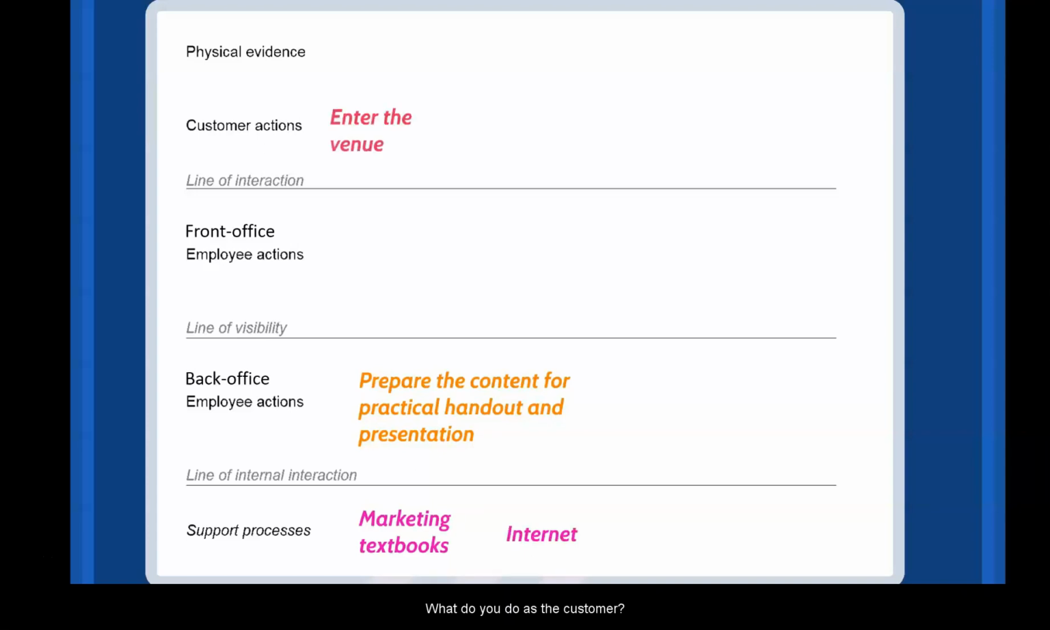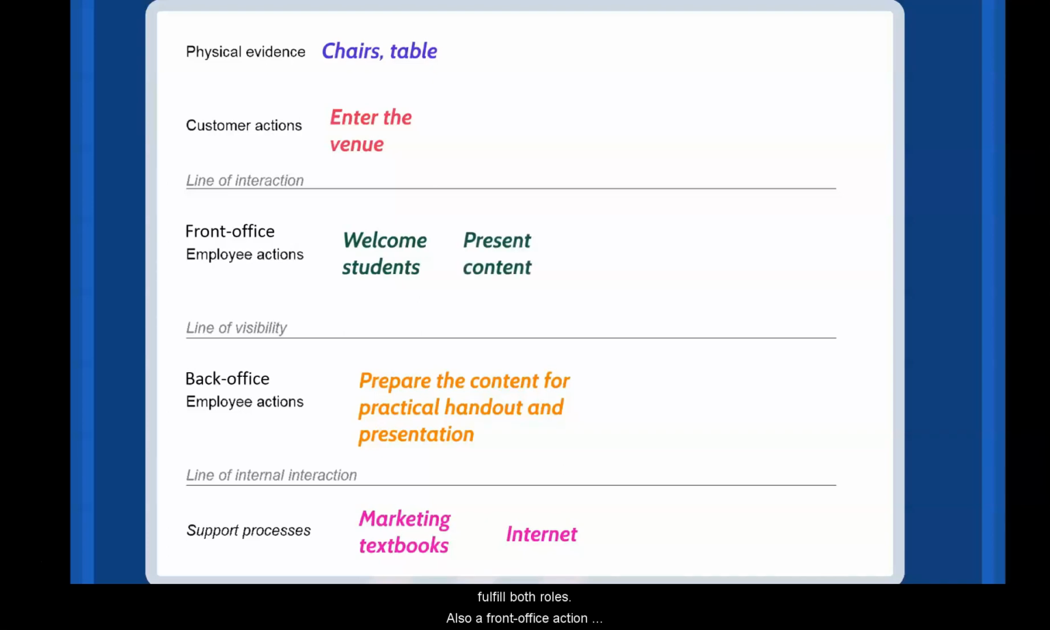What do you do as the customer? First, you enter the venue to receive the lesson. What's the physical evidence? Chairs, tables, the projector, the computer, and so forth. What do I do as a front office employee action? Remember that sometimes the same employee can have back office employee actions and front office employee actions because, for example, I'm one employee and I can fulfill both roles. Also, a front office action would be me presenting the content in class. What do I use to support this process? The computer, the projector, the sound.